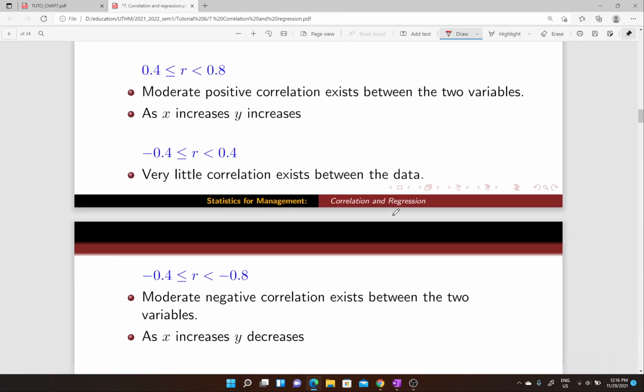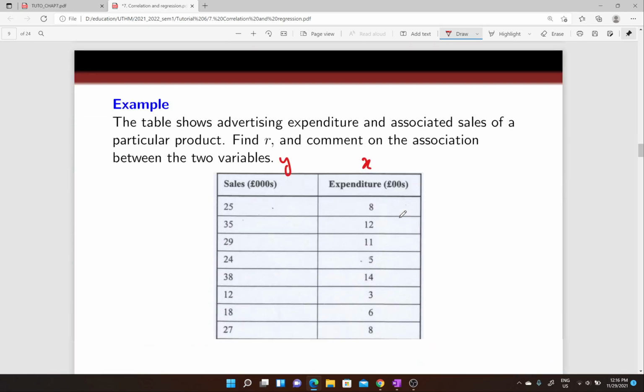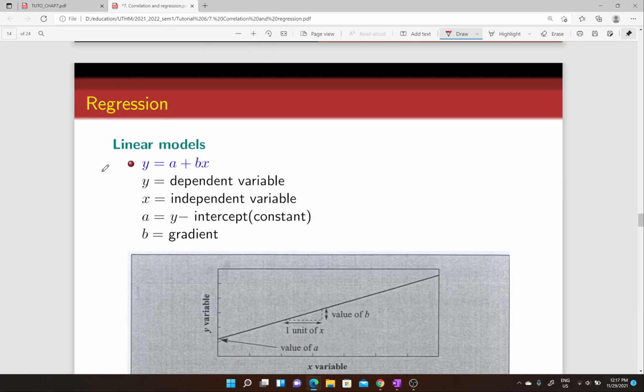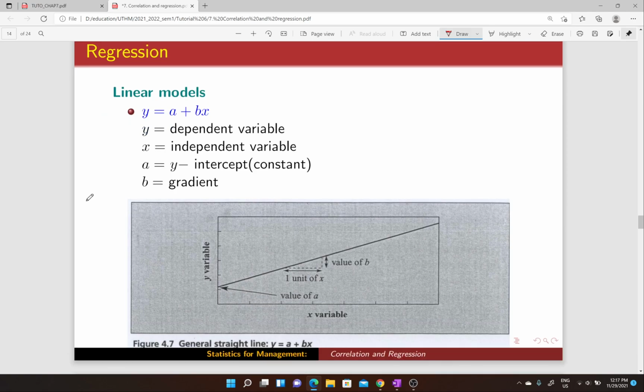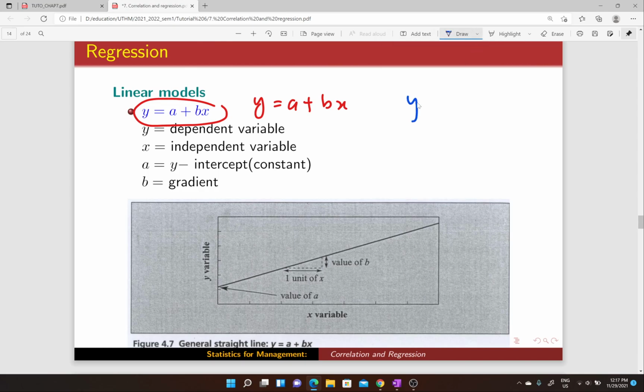Okay, now to find the straight line, we have to go to the next section known as regression. Regression is, as I told you, we have to find a regression line, the best fitted line, and the formula is this one: y equals a plus bx. This is almost similar to our y equals mx plus c.